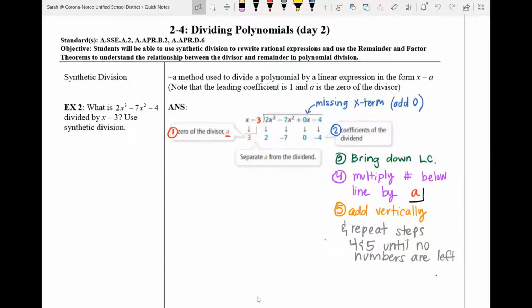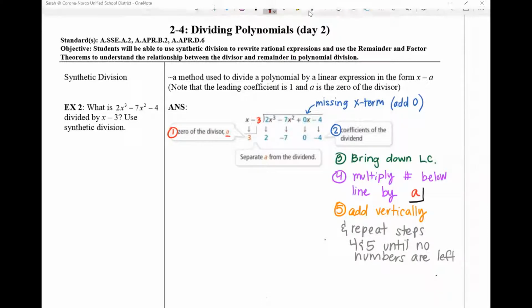Day 2 of section 2.4, which is dividing polynomials. So today we're going to look at dividing polynomials using something called synthetic division. For synthetic division, we are using properties of division to create a more concise way to perform division for a very specific case.